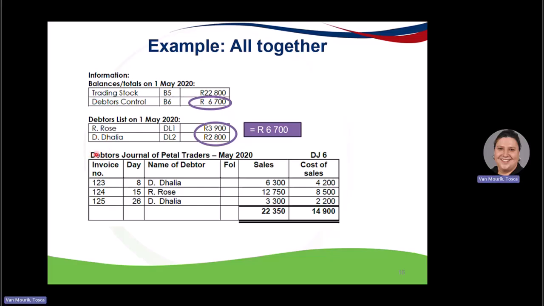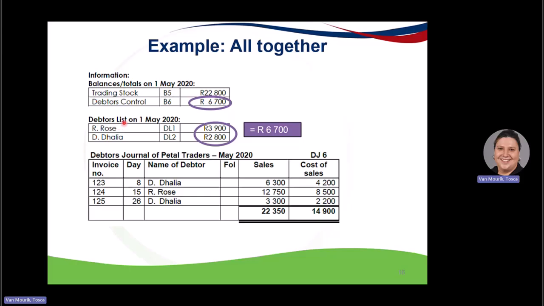Then we have a debtors journal. So remember, a debtors journal is all our credit sales that we have made during May. Alrighty, so there's all our invoice numbers, the date that they have made all these purchases. So Dahlia have purchased for 6,300, Rose have purchased for 12,750, Dahlia again for 3,300.